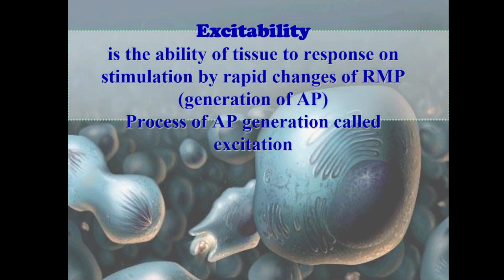What is excitability? What property is called excitability? Excitability is the ability to be excited. It is the ability of tissue to respond to stimulation by rapid changes of resting membrane potential. These rapid, reversible changes of resting membrane potential are called action potential. The abbreviation AP means action potential. The abbreviation RMP means resting membrane potential. Remember this, please. RMP is resting membrane potential. AP is action potential. So, the ability to respond to stimulation by rapid changes of RMP, by generation of an AP, is called excitability. The process during which an action potential is generated is called excitation.